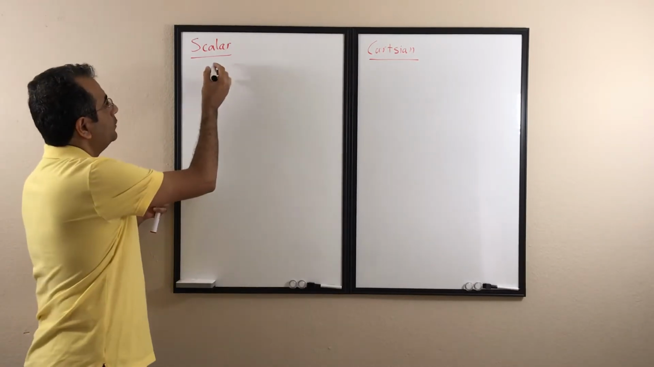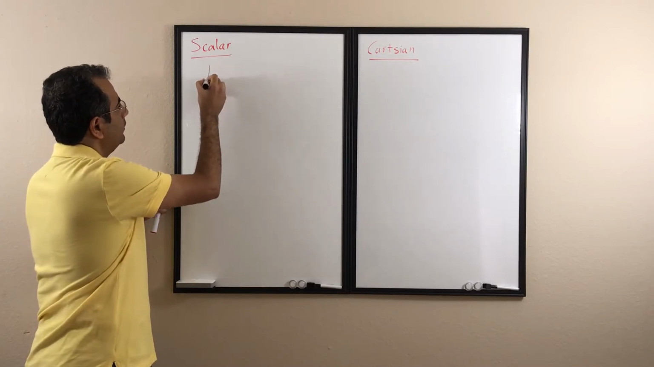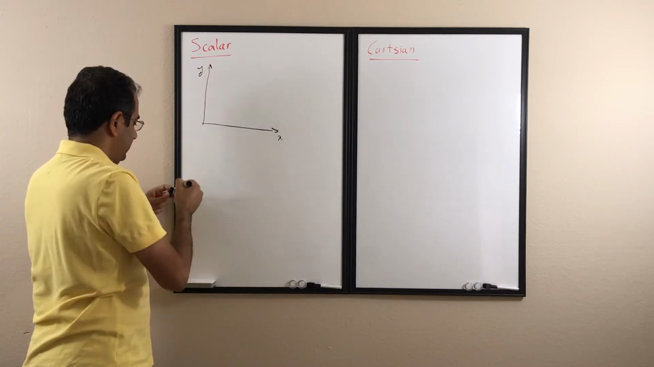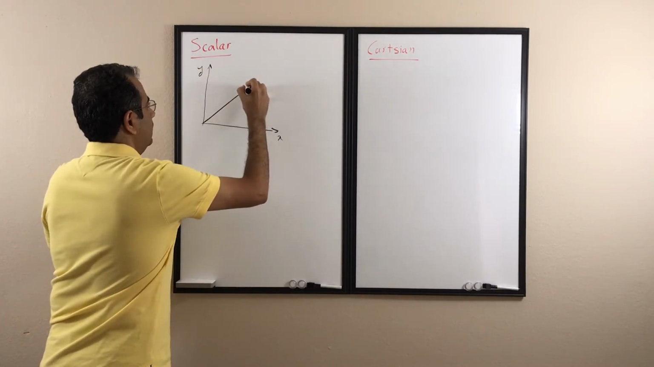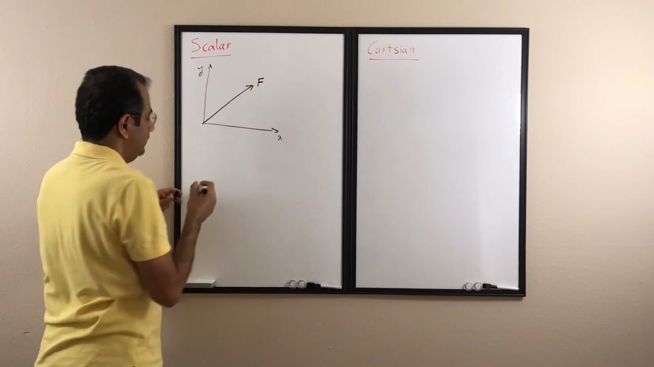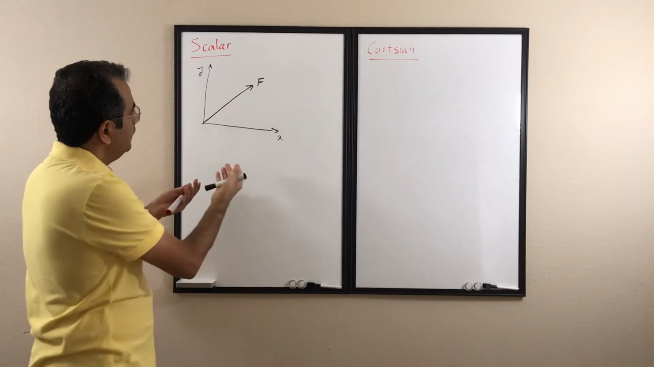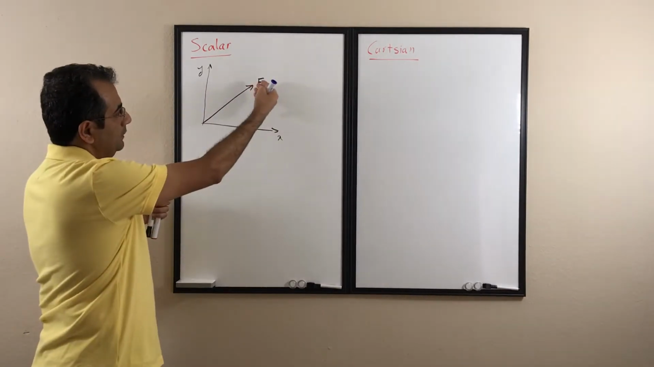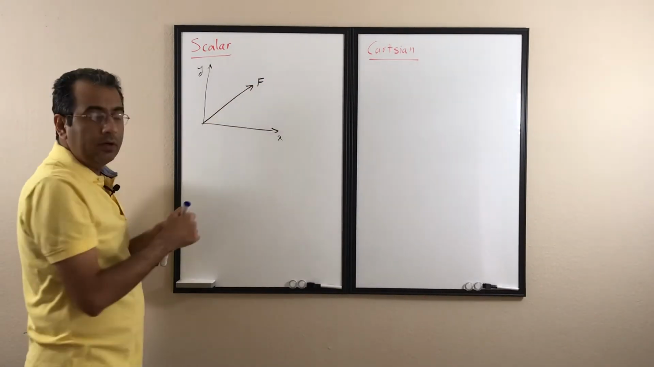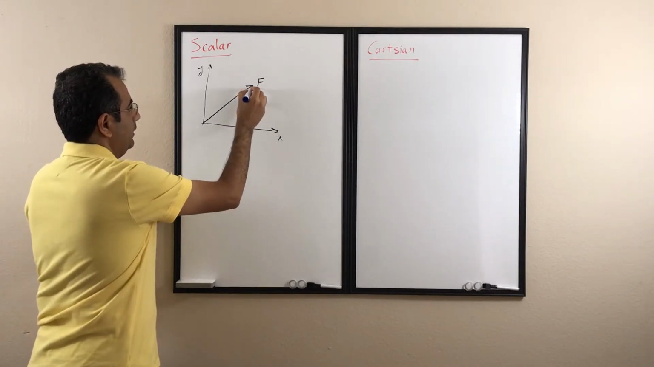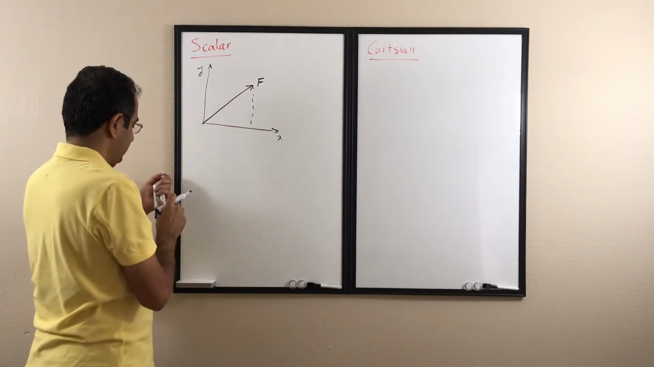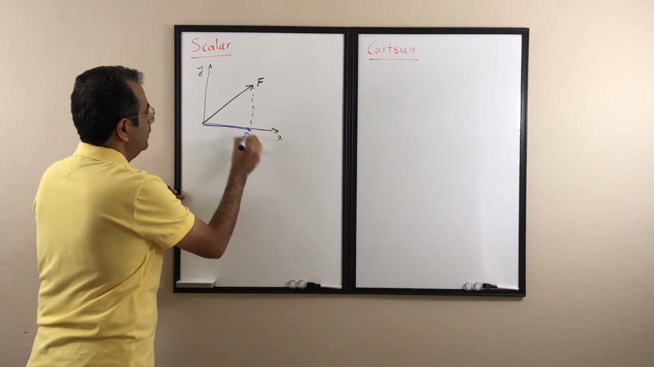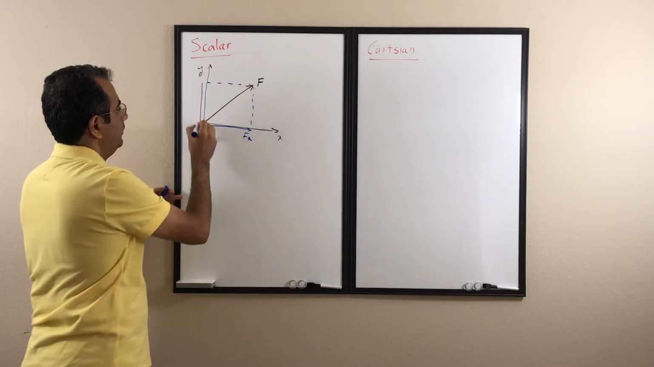First, assume we have the x, y axes, and we have vector F. The way that we handle the scalar notation is that we are going to project the components of F on the x and y axes like this. So this is going to be Fx, and this is going to be Fy.